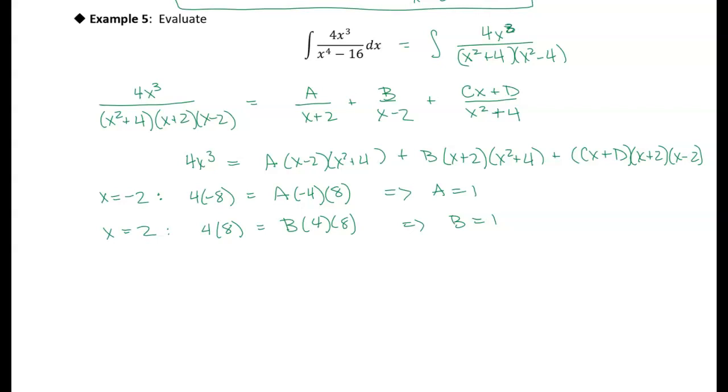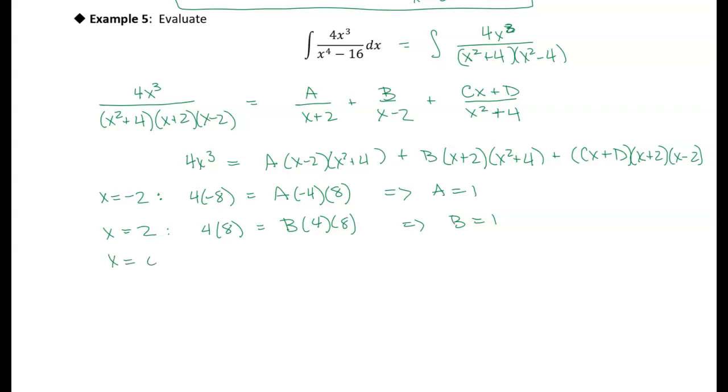All right, now we still need to get C and D. There's nothing I can put into x squared plus 4 to make that go away. It's always going to be a positive number, right? I mean, anything squared is positive plus 4. There's no way I can make that into 0. But I can still choose convenient values.